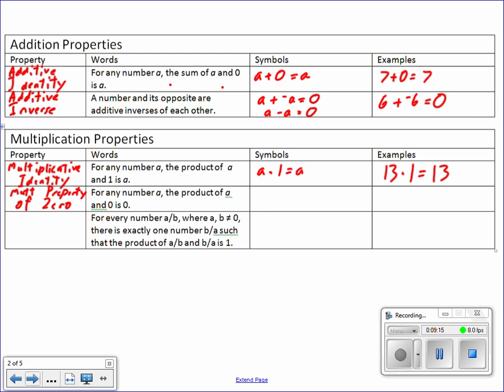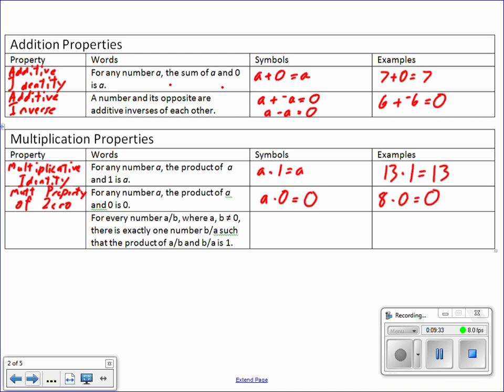So A times 0 is equal to 0. Anything times 0 is 0. 8 times 0 is equal to 0.